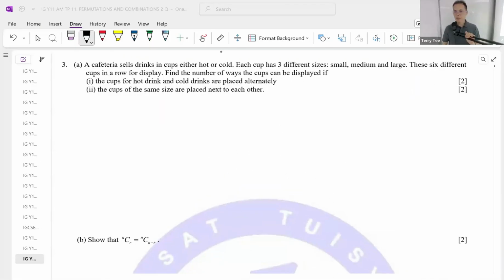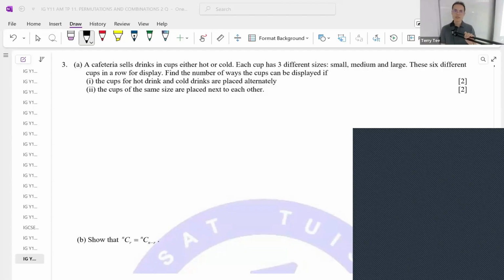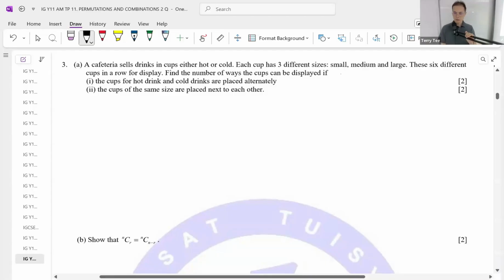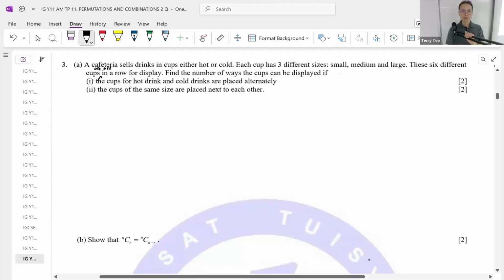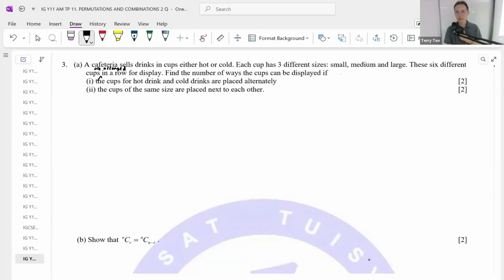First part is permutation. They say that a cafeteria sells drinks in cups, either hot or cold. Each cup has 3 different sizes: small, medium, large. These 6 different cups are arranged in a row for display. Now find the number of ways the cups can be displayed if the cups for hot drinks and cold drinks are placed alternately. So hot and cold alternately.